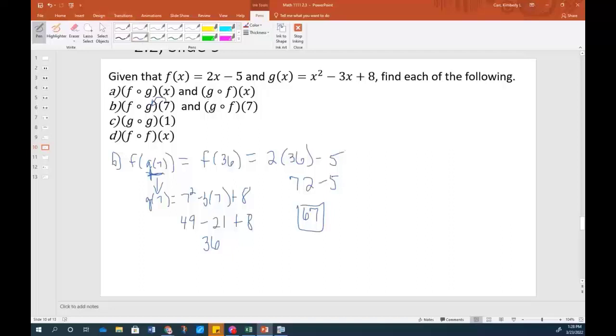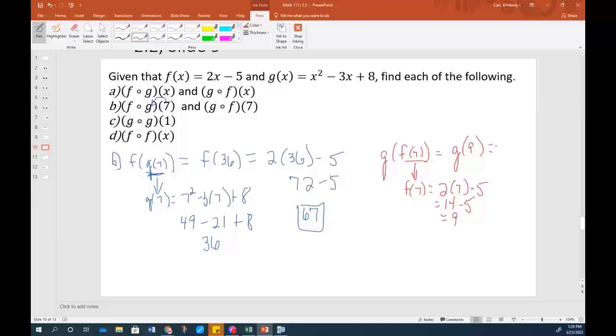All right, if I want to do g of f of 7, still part of B, we want to find out what f of 7 is first. So I'm going to take 7 and plug it into that f function. 2 times 7 minus 5, which is 14 minus 5, which is 9. So that means that g of f of 7 is the same thing as g of 9.